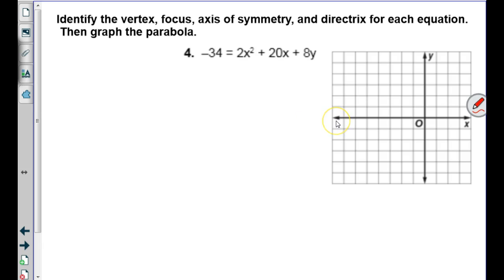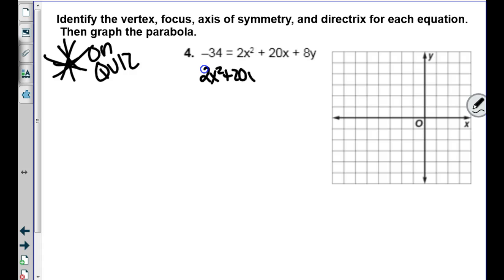Oh, this is the one that's like on the quiz, maybe? I think it is. Important. On quiz. Okay, I'm not sure the one on the quiz looks exactly like this, but let's just rewrite it. 2x squared plus 20x plus 8y equals negative 34. So all I did is switch sides because we're used to the squared on the left, I think.